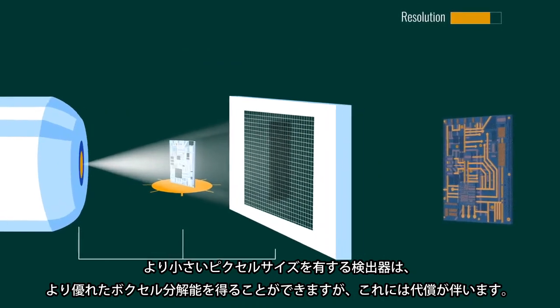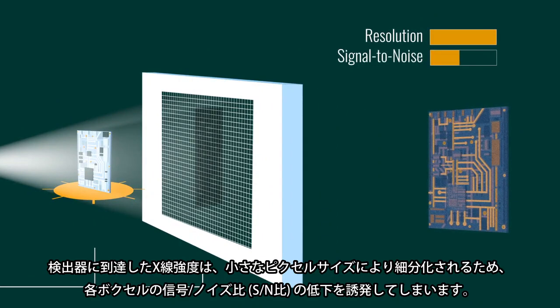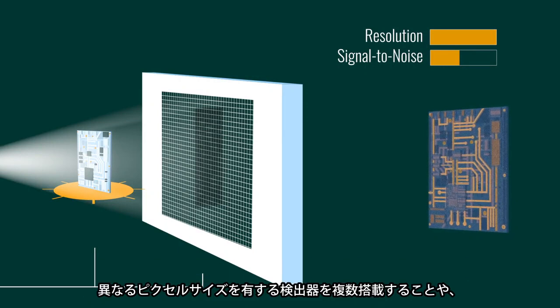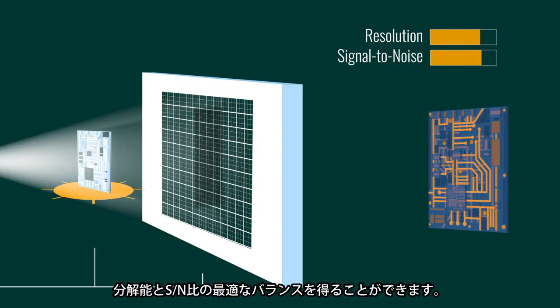A detector with smaller pixels produces better voxel resolution. This comes at a price though, since the same signal is evenly distributed across the detector surface, reducing the signal-to-noise ratio in each voxel. In addition to having access to detectors with different pixel sizes, electronic pixel binning, the process of combining the electric charge from adjacent pixels, can be utilized to obtain the best balance between resolution and signal.